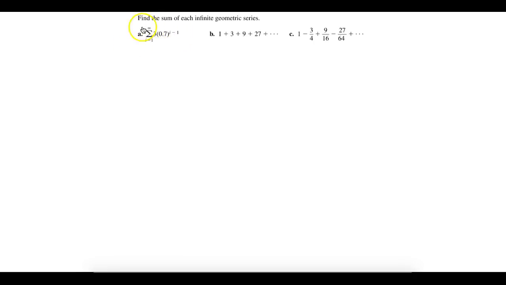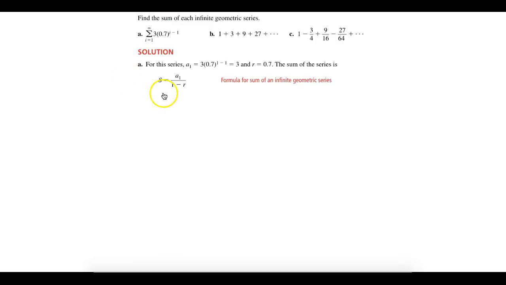Now, in this first case, we see that our rule is 3 times 0.7 to the i minus 1 power. Now let's go ahead and walk through that step by step. Now if you look right here, we examine our geometric series, and we see that our r value is equal to 0.7. And we see that we write the general rule for our sum.